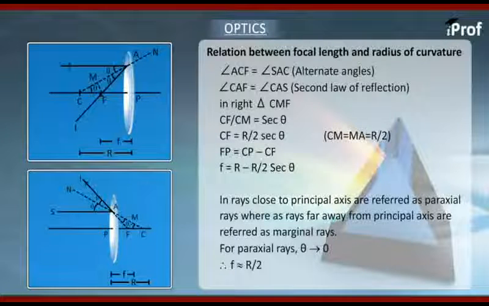Now considering the situation that our ray is paraxial, we can have an approximation, and it is clear from the figure that the angle of incidence for paraxial rays will approach 0. Applying this consideration in the general equation we have derived just now, we get f is approximately equal to R by 2.